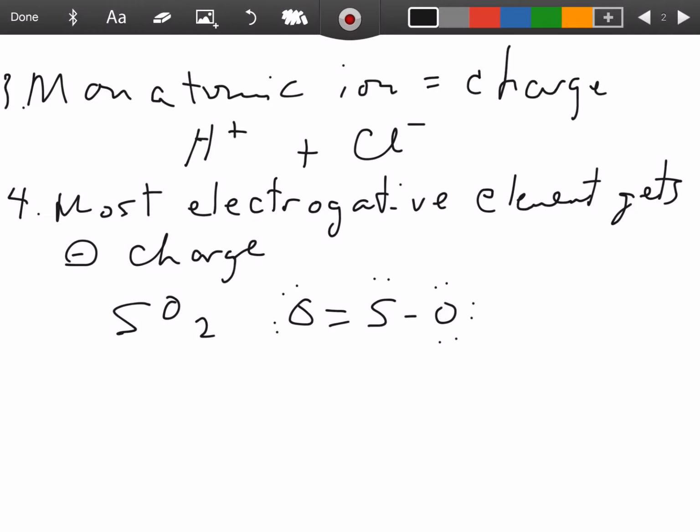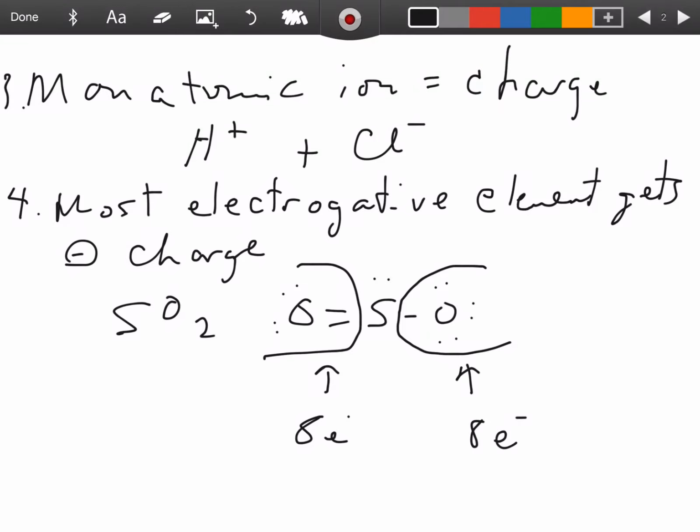And what that's telling me is that this electronegative oxygen is going to get all of the electrons that are associated with it. And so this oxygen here is getting 8 electrons, and this oxygen here is getting 8 electrons, which means that this sulfur is getting a mere 2 electrons. There is no sharing of these electrons at all. It is a matter of the most electronegative element getting the electrons.